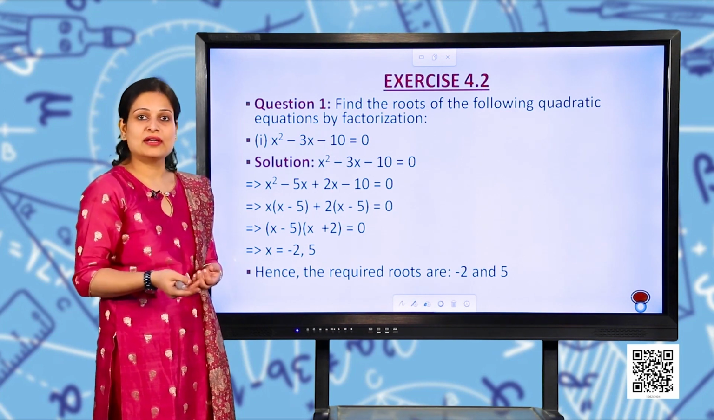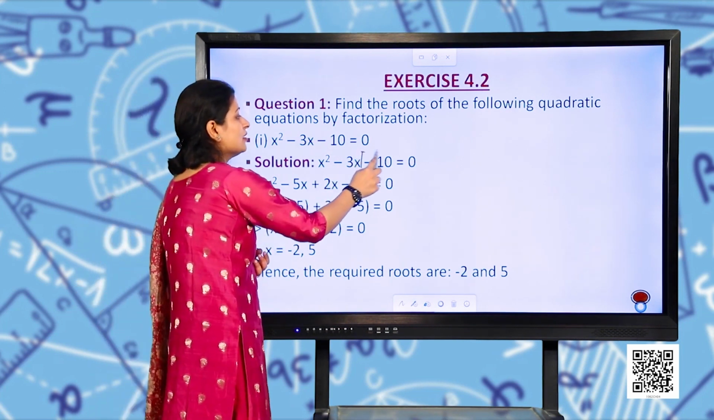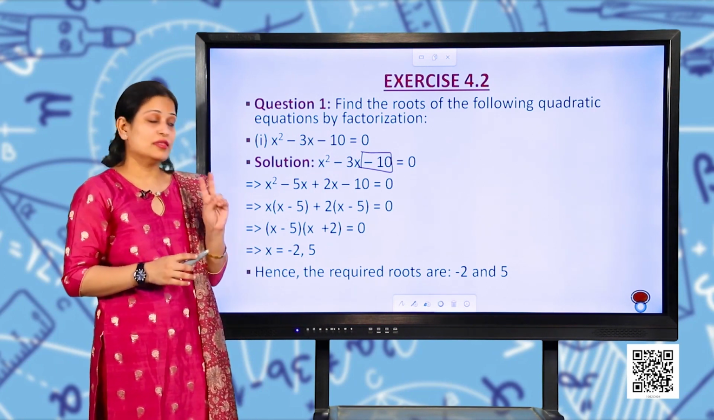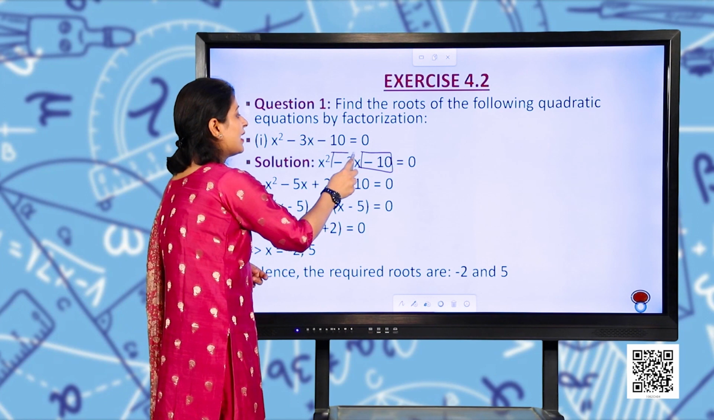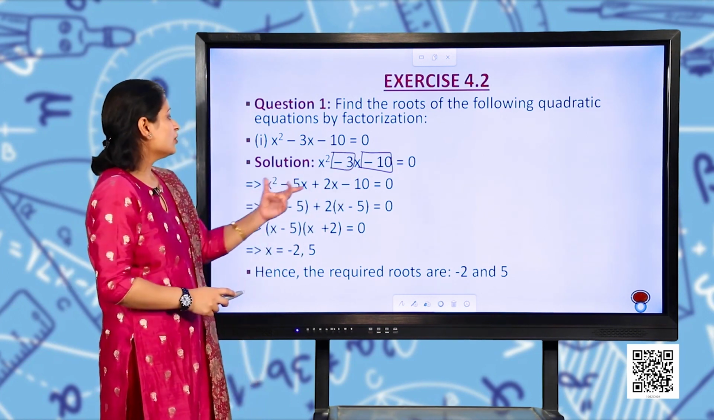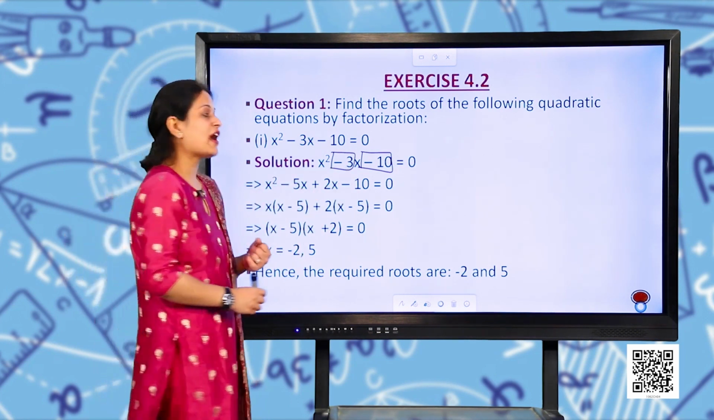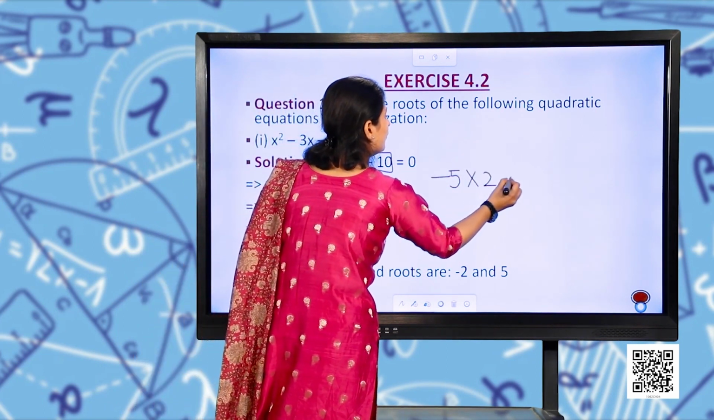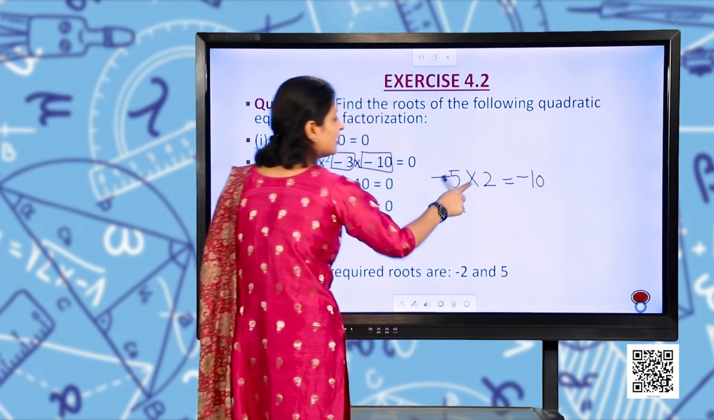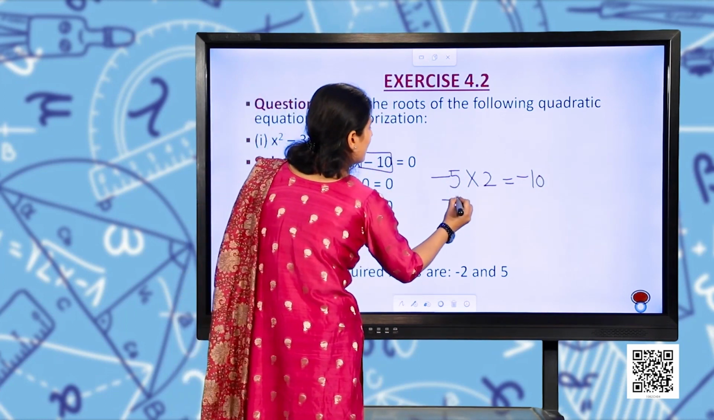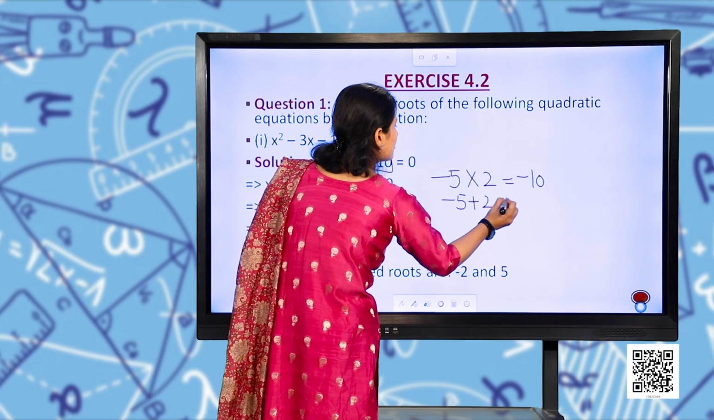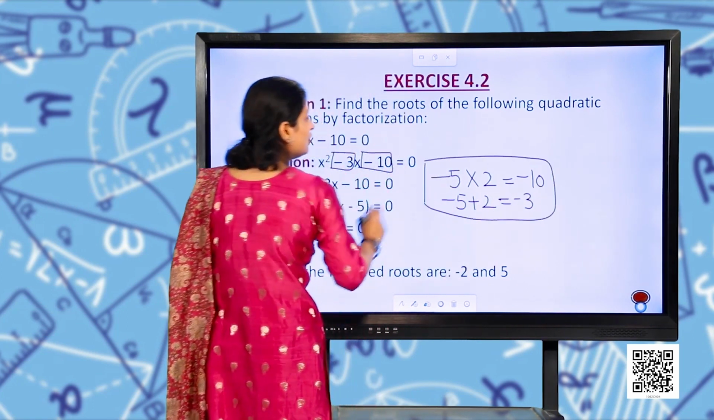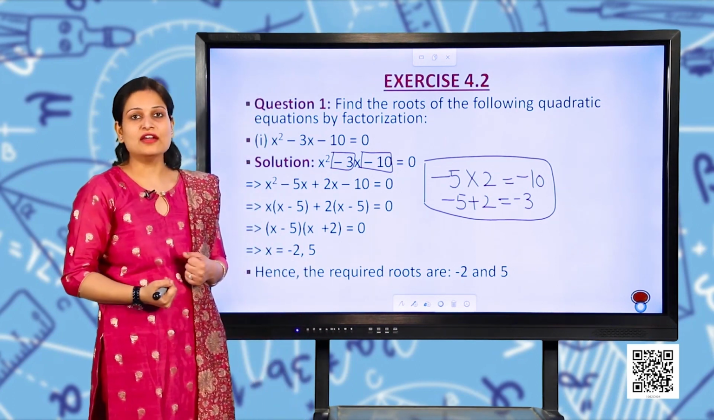We need two numbers whose product is minus 10, and when we add those two numbers, we get minus 3. So, the two numbers are minus 5 and 2. You will get minus 10 when you multiply these two numbers, and when you add them, you will get minus 3. So, these two conditions are satisfied with the numbers minus 5 and 2.